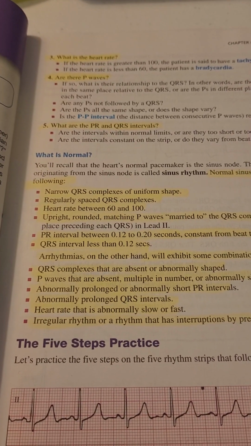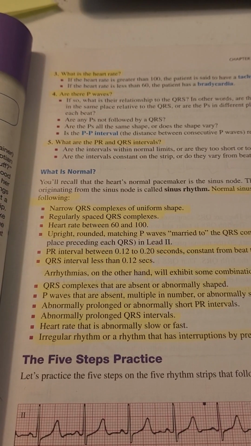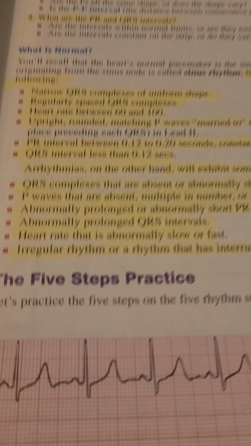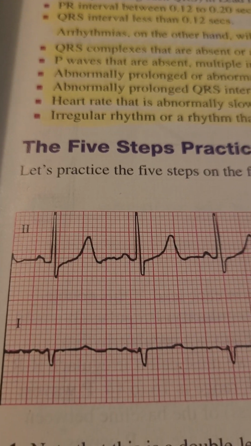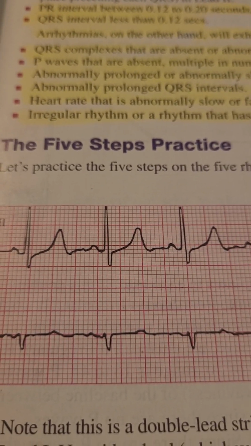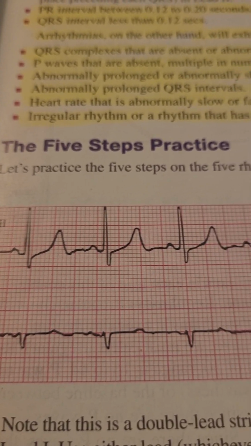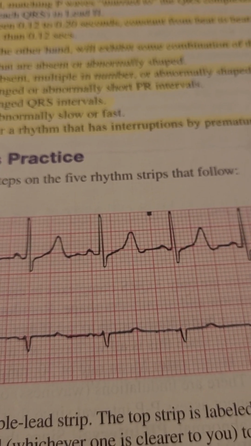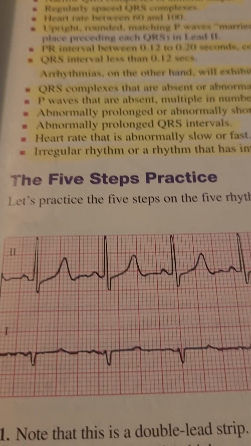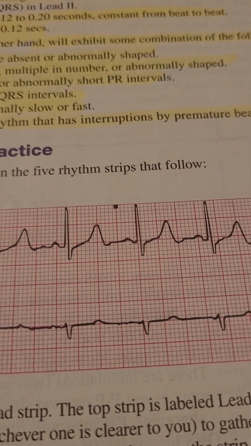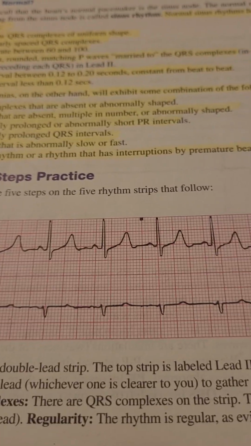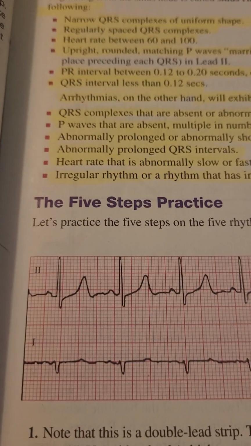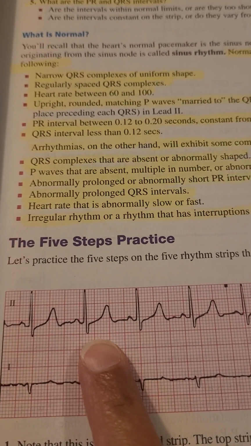But to have a normal sinus rhythm, it must have narrow QRS complexes in a uniform shape. That means all the same. See, like this one down here, you have lead 1 and lead 2. That's normally what you see in most places. The majority of places should have 2 leads you can look at, so in case something's going on with lead 1, you can see lead 2. If they're both messed up, then they should probably change the leads. But what they're saying is uniform shape, consistent.